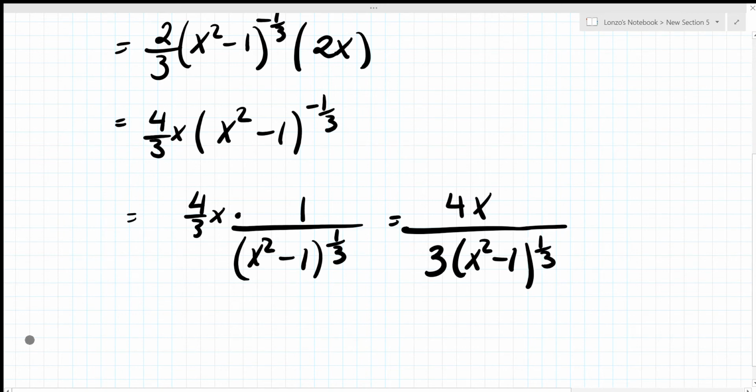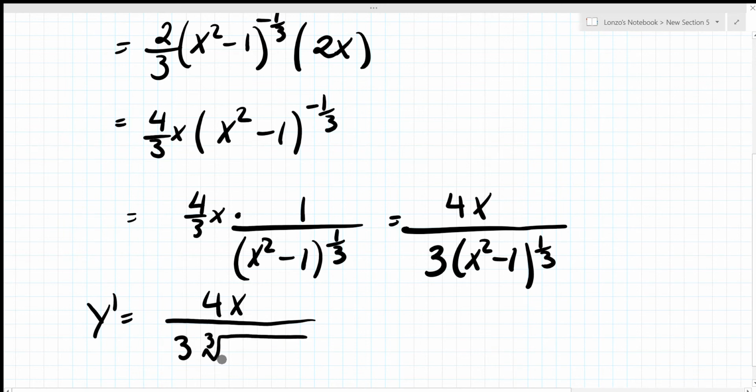But what if I want it in radical form? So my final answer in radical form would be y prime equals 4x all over 3. So in radical form, remember 1/3, we could rewrite that as the cube root. So this is a cube root, and then it's just x squared minus 1. So yeah, here's your final answer.